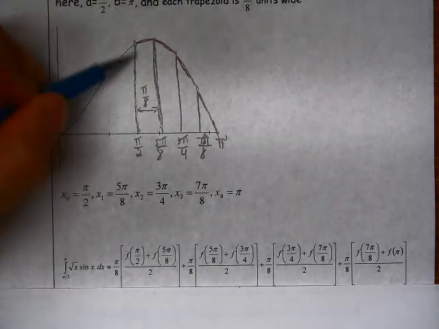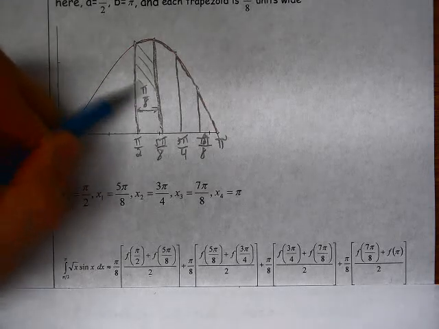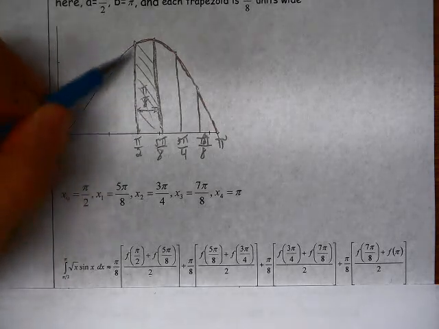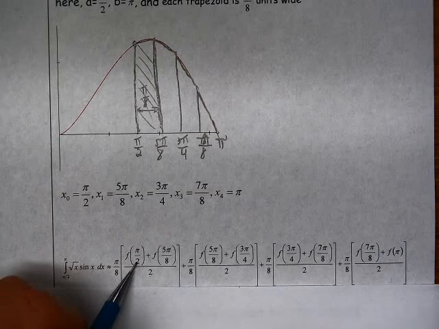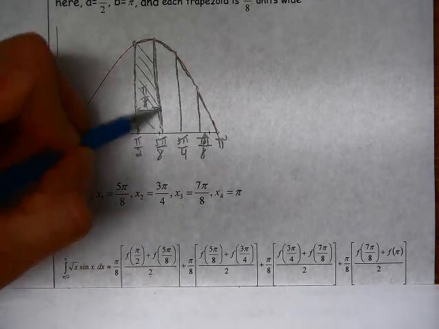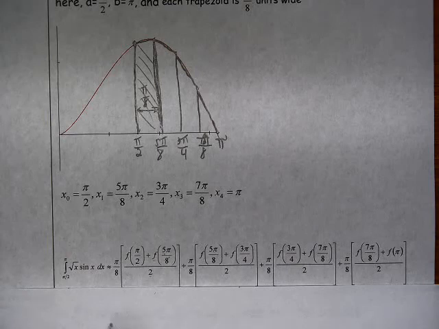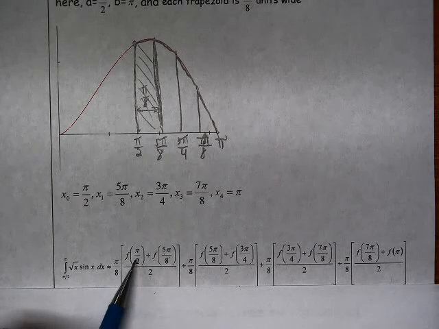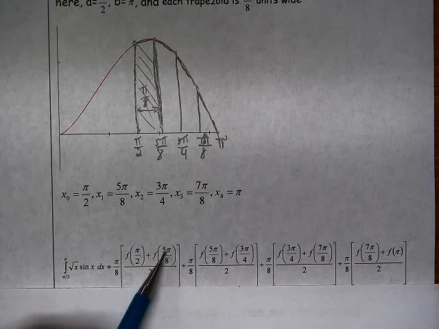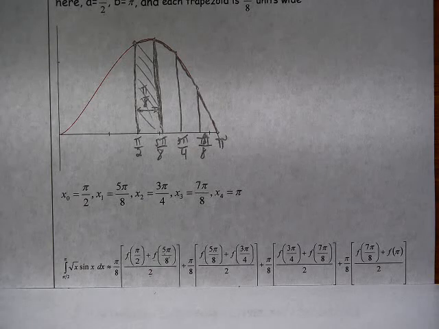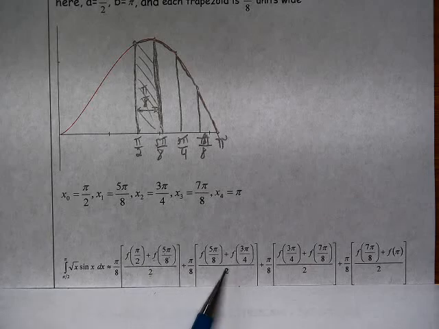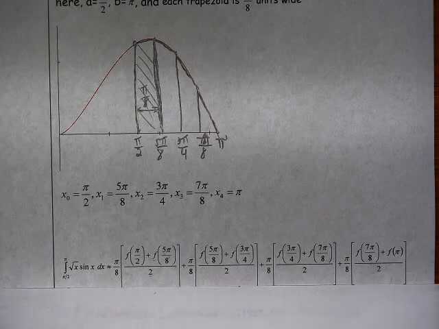So this B1 of this trapezoid right here is the function height at pi over 2. That's f of pi over 2. This one is the function height at 5 pi over 8. That's f of 5 pi over 8. So I have pi over 8 times f of pi over 2 plus f of 5 pi over 8, all divided by 2. And then I move along, first trapezoid, second, third, and fourth trapezoid.